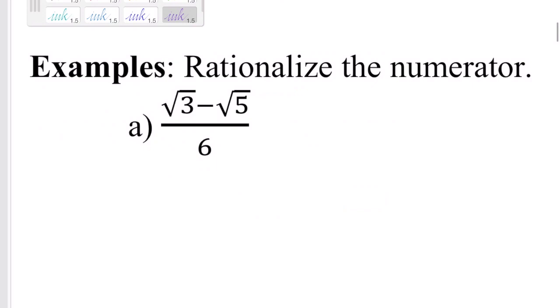Here, it's a little bit different. They want us to rationalize the numerator. Because we're rationalizing the numerator, I want the conjugate of the numerator. So we're just changing that one sign. And again, we always multiply top and bottom.